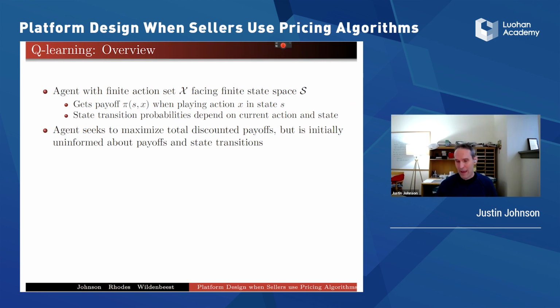What do you want to do? You want to maximize your discounted payoffs, but you initially don't know anything. Suppose you don't know the payoffs, you don't know this pi function, you don't know the transition probabilities, you don't know anything except that you can take these actions and that you have these states. And that's all you know. What are you going to do? Well, you want to try to do as well as you can. So you want to try to learn from past experience. Since you don't know anything at the start, all you can do is try to learn from your own experience.